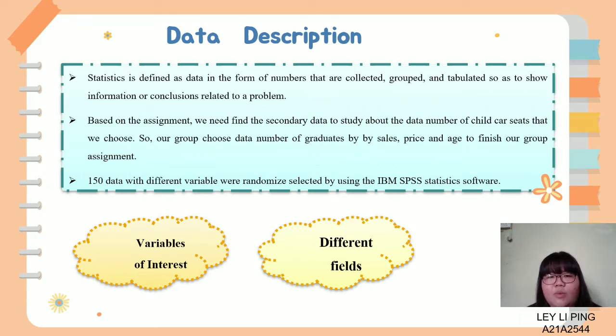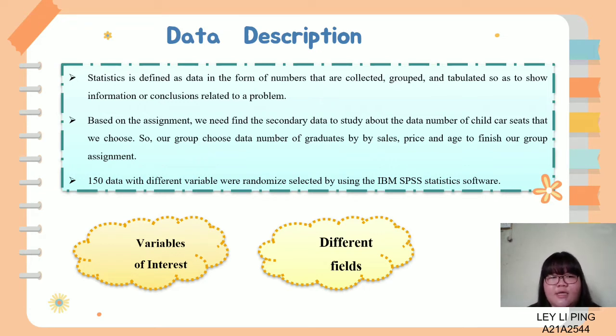Based on this example, we identify the secondary data to study, which is the number of child car seats that we chose. So our group chose data on sales, price, and age to finish our course example. 115 data with different variables were selected using the IBM SPSS Statistics software.